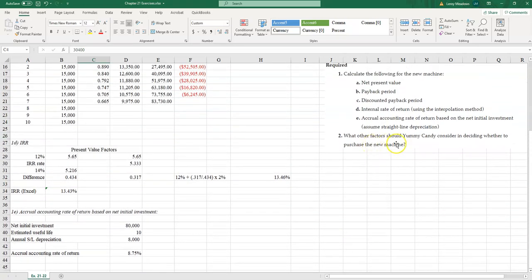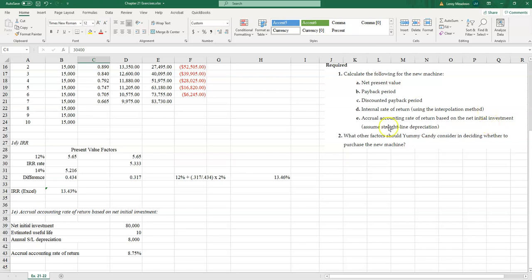So what other factors should Yummy Candy consider in deciding whether to purchase the machine? Well, what about financing? Are we going to be able to finance the project, and do we have any additional capital to pay for the system? Then there are the benefits of the machine from a customer standpoint, because if we get more customers, we maybe have more variety of products, or maybe faster production time. Maybe we can do special orders. A lot of different things.